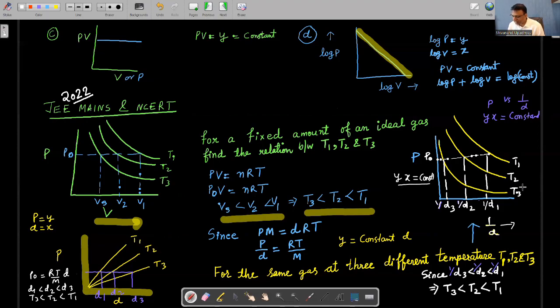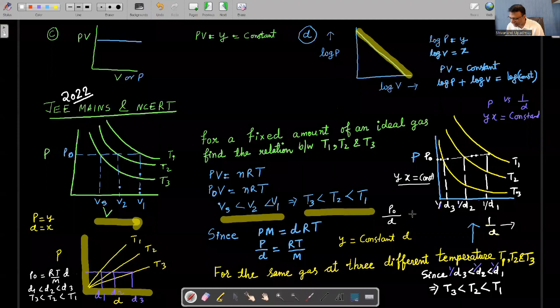In this rectangular hyperbola, we have to find the relation between T1, T2 and T3. Again, the same way, if I fix the pressure at P naught, then P naught into 1 by D is equal to RT by M. So I can say that 1 by D is directly proportional to temperature.